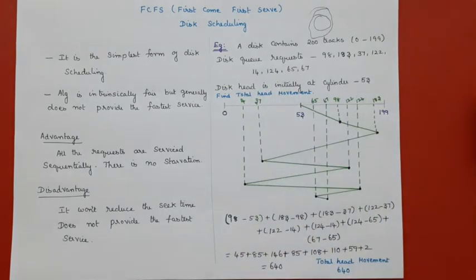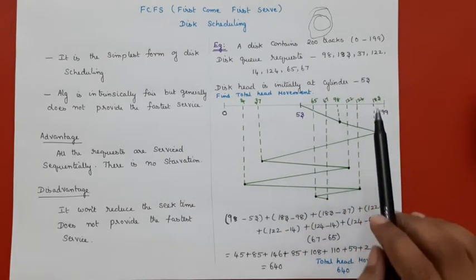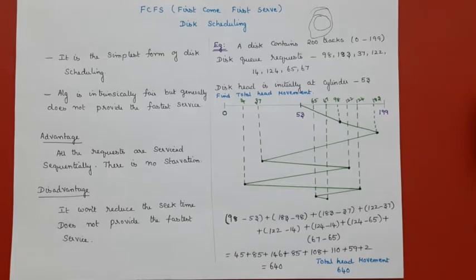And then I have a disk head. The disk head is initially located somewhere. I have taken that initial head location as 53. My main aim is to find the total head movement.